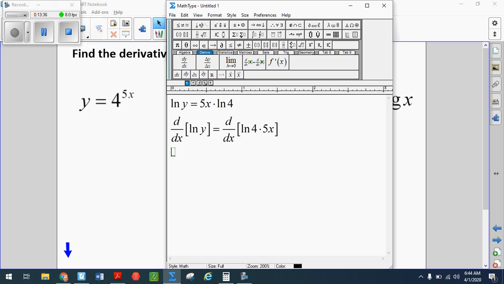So the derivative of natural log y is 1 over y times y prime. And then on the right-hand side, the derivative of natural log 4 times 5x is natural log 4 times 5, because that's all constant. So then y prime is going to be natural log 4 times 5, or 5 natural log 4 is a nice way to write that, times y. And y is on my screen right there to the left, so 4 to the 5x.